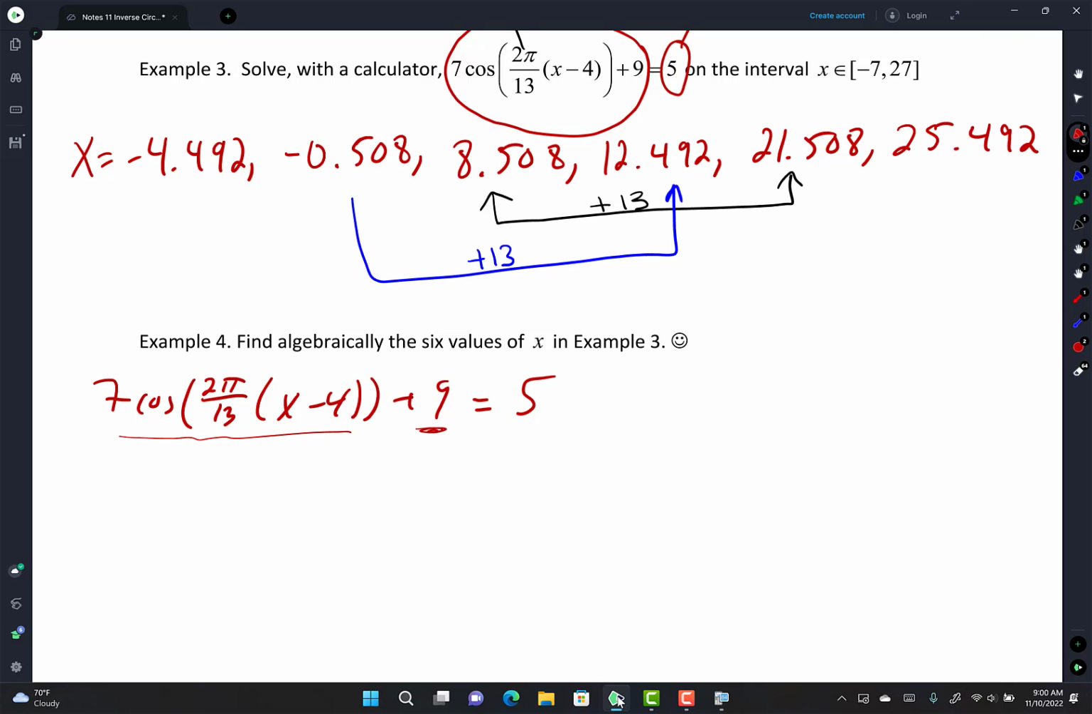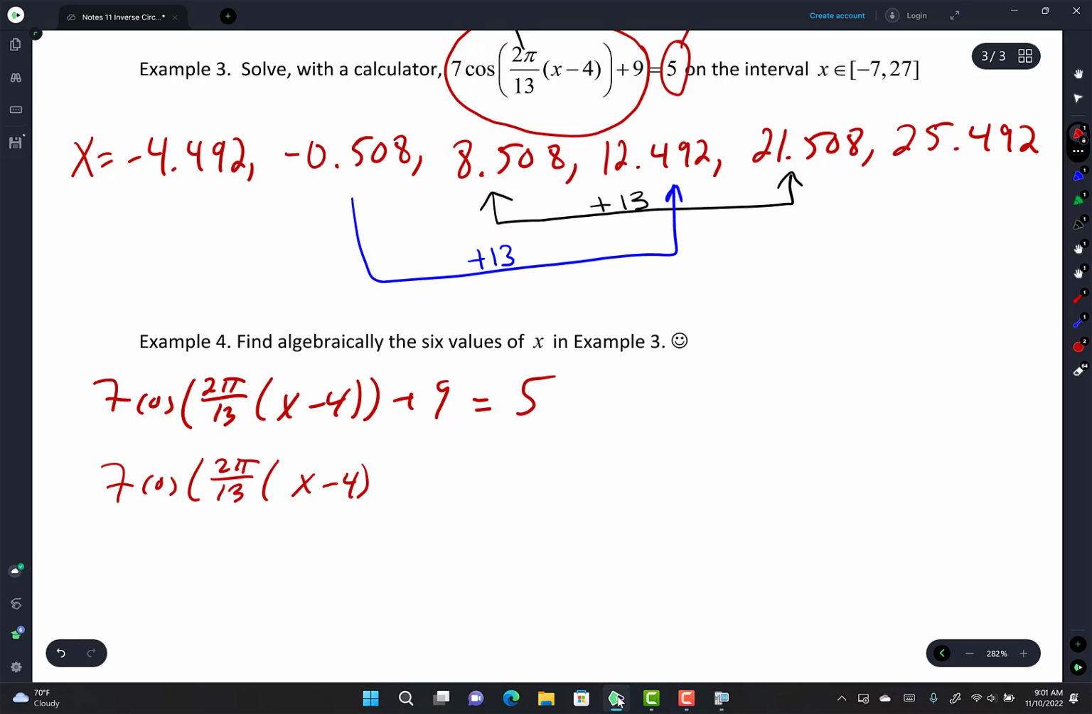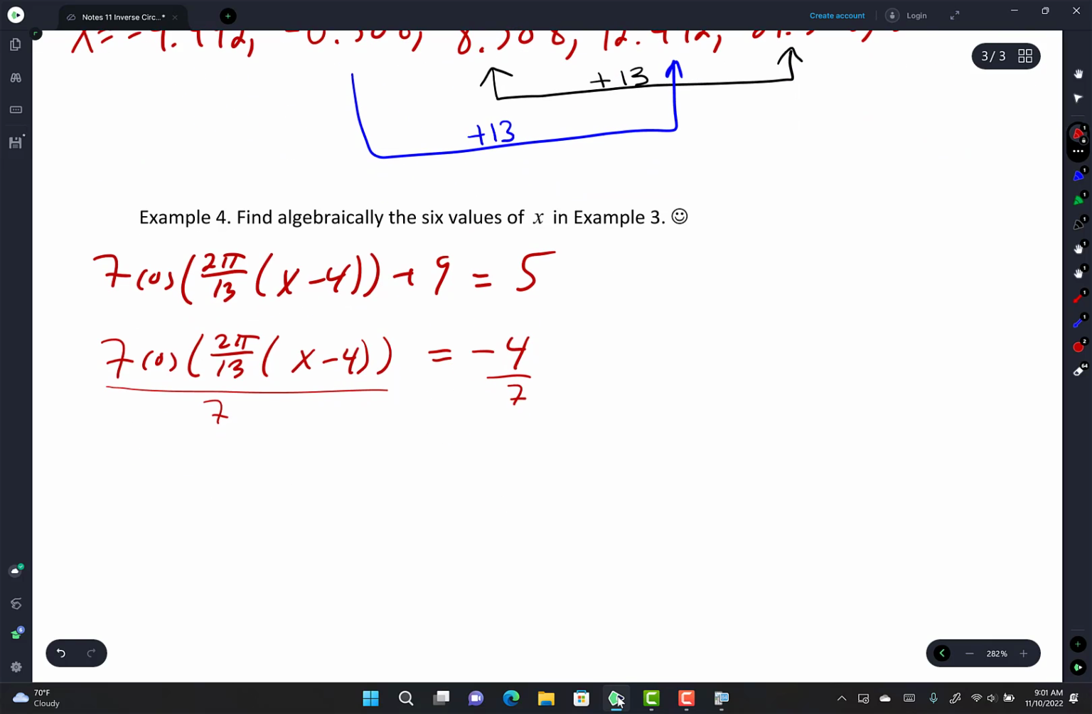How do I get rid of that 9? Subtract. So subtract the 9, and now you have 7 cosine of 2 pi over 13 times (x minus 4) equals 5 minus 9, which is negative 4. Does everyone know where that negative 4 came from? I subtracted the 9. Next, I have 7 times cosine. I need to get rid of that 7. I do that by dividing by 7. So now my next line is cosine of 2 pi over 13 times (x minus 4) equals negative 4/7. So catch up to there.